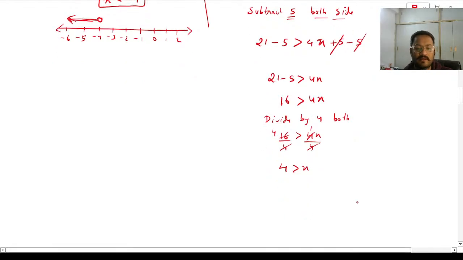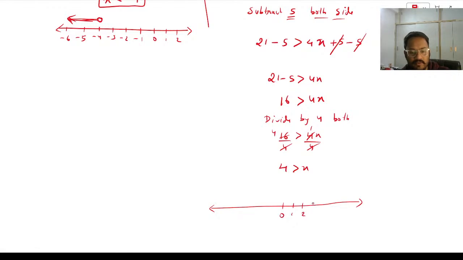Now if you want to make it on the number line, what we generally do is write 0, then 1, then 2, 3, 4, 5, 6, and this is minus 1.